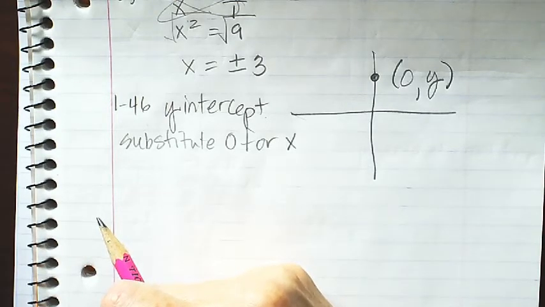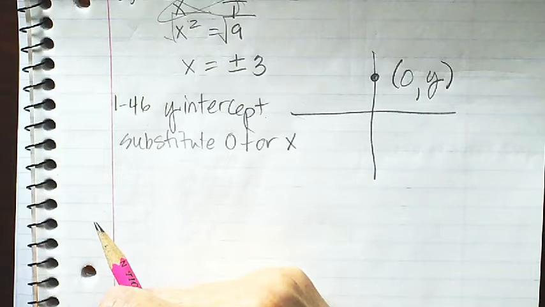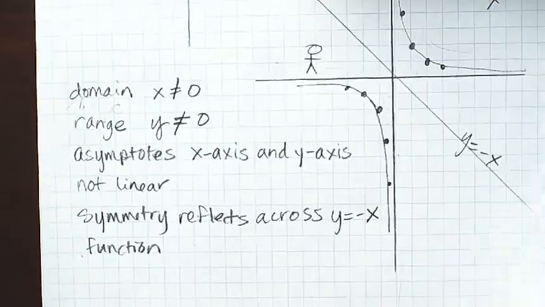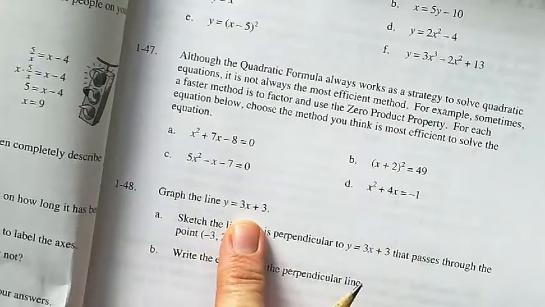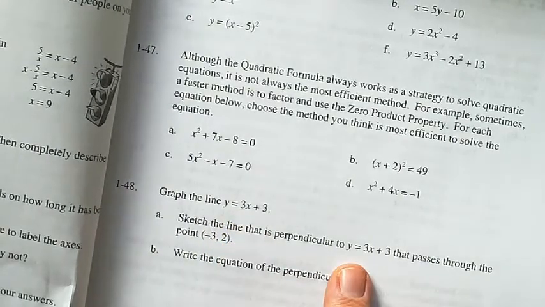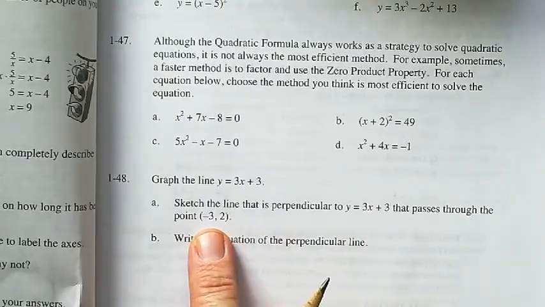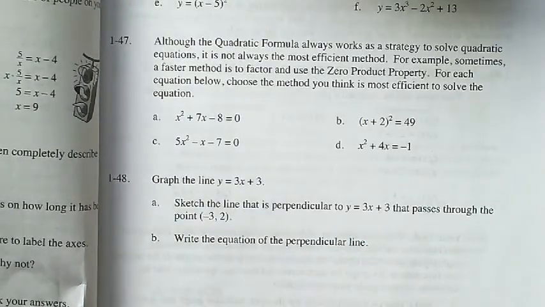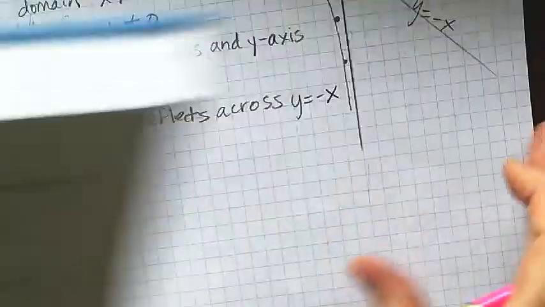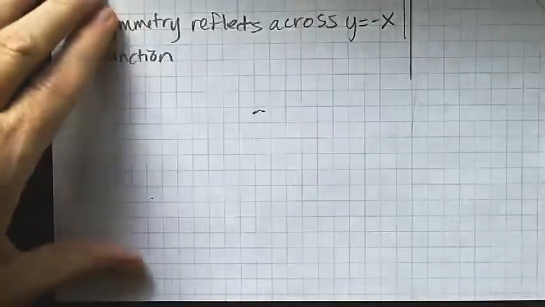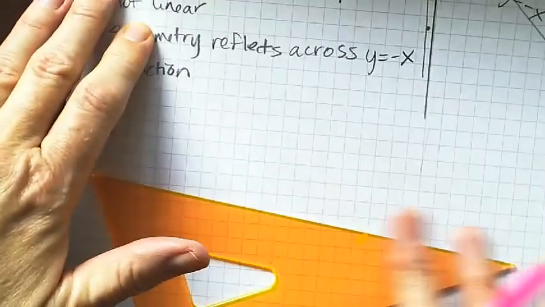And I might just say, let's not worry about 147. It's asking us to solve 4 quadratics. I do kind of want us to do 148 because it's the slope of perpendicular lines. I find that people often need a review on that. Okay, so it says graph y equals 3x plus 3. Sketch the line that's perpendicular to y equals 3x plus 3 that passes through this point. It's a very common standardized test question, and write the equation of that line. Let's do that one, and then we'll call it a day.